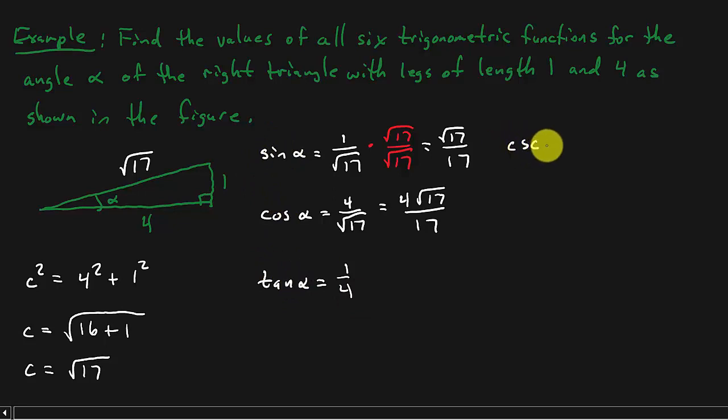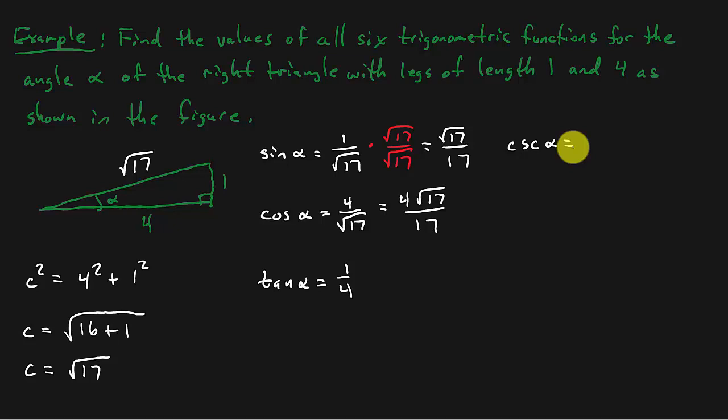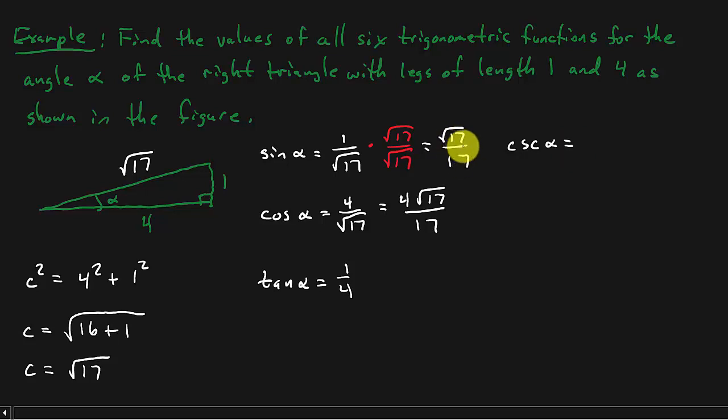So cosecant alpha, well, cosecant is the reciprocal of sine. So be smart about this. Think about it for just a second. We got this to be sine alpha. But if I take the reciprocal of that, I get this. And then if I rationalize the denominator, I get 17 square root of 17 over 17. The 17's cancel, and I'm left with the square root of 17. You can do that, that's fine, but you're putting more work on yourself.